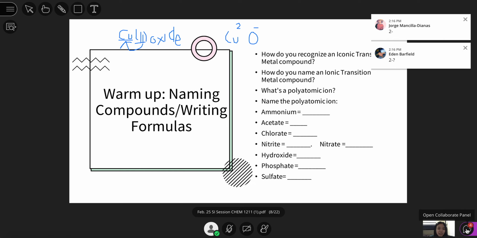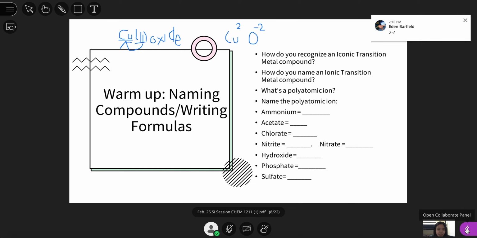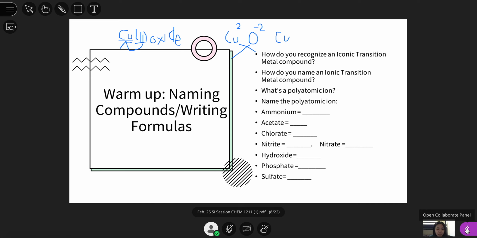Yeah, exactly. So when you cross them, you just cross them, right? Because they're both 2, it just cancels out. So it just becomes CuO. That's it. That's how you know.